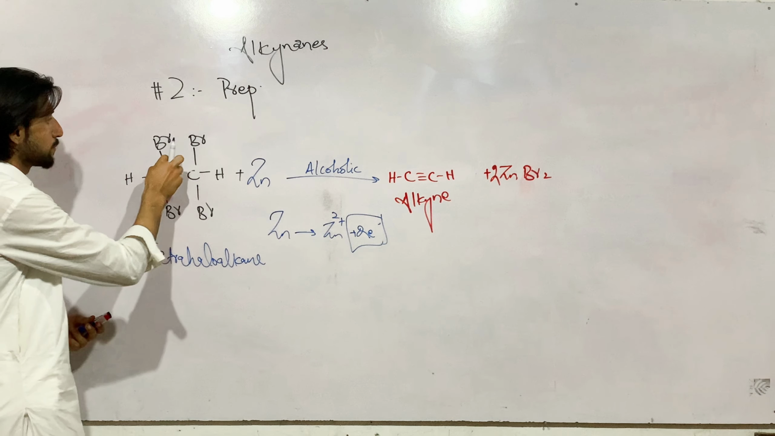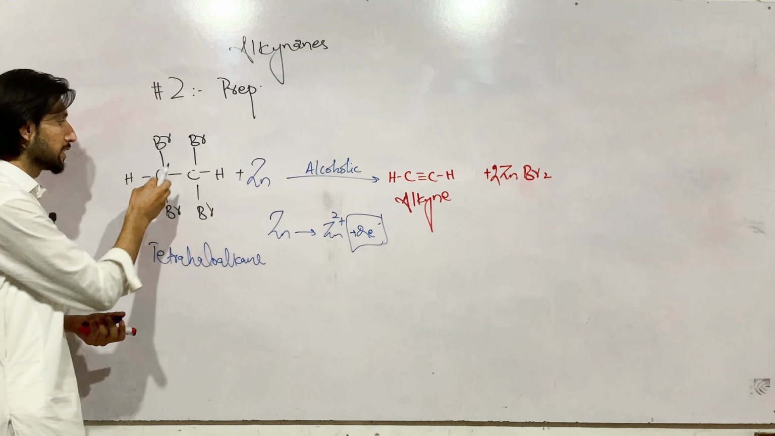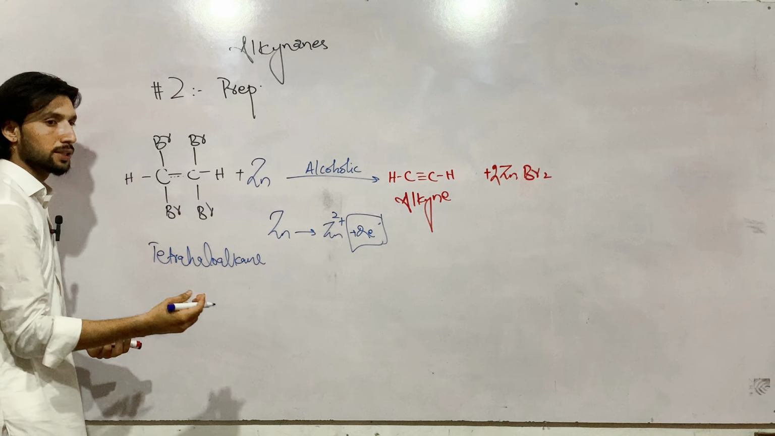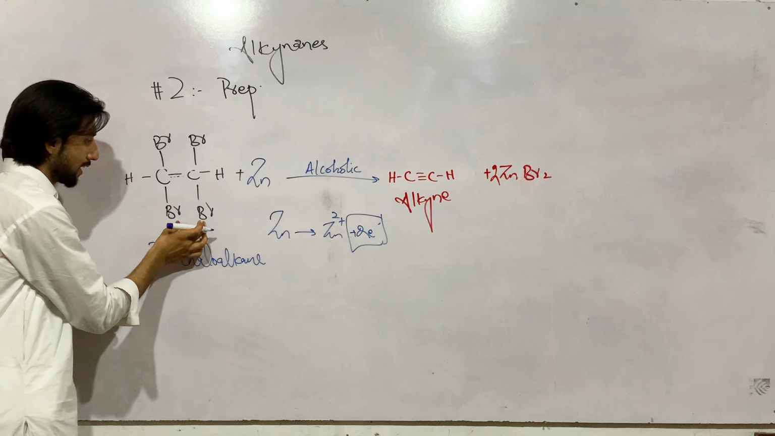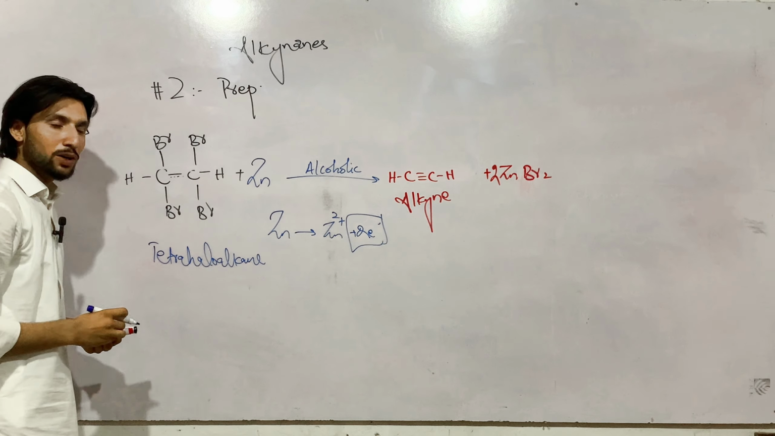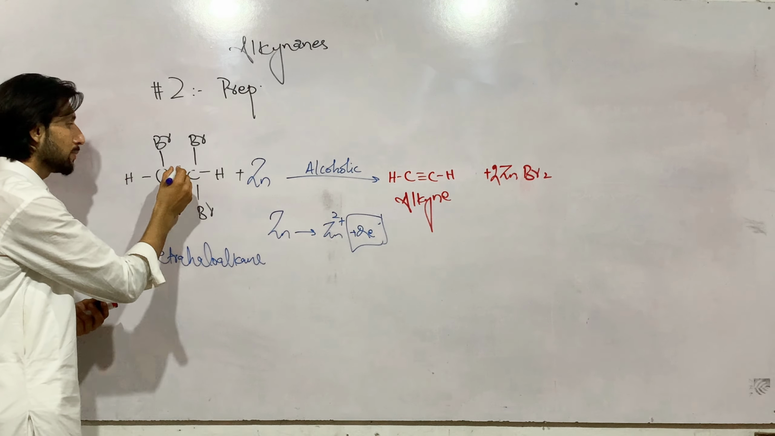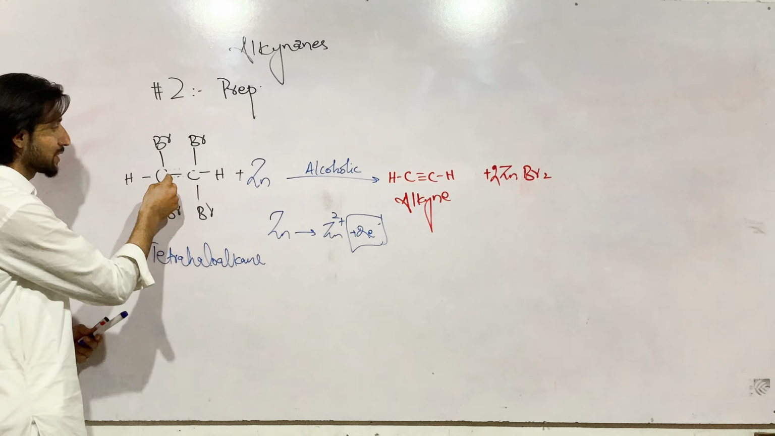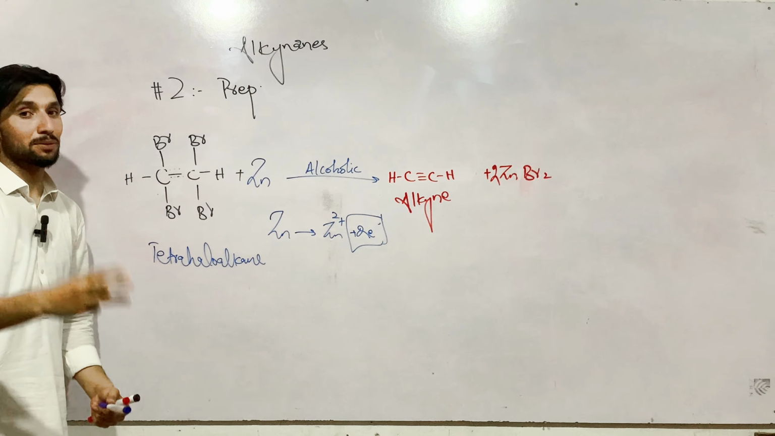Okay, so these bromine atoms leave their sites, and as a result we see the formation of a double bond. And then when the other 2 bromine leave, we see the formation of another pi bond, and as a result we see the conversion of this single bond into a triple bond.